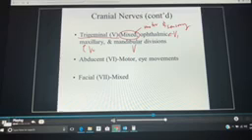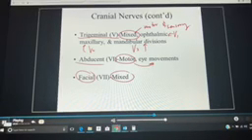Then you have your abducens nerve. This is obviously another motor nerve involved in eye movements. And then you have the facial nerve. That's a mixed nerve, motor and sensory. Now, in terms of topographical origin, this one's TO is the metencephalon.